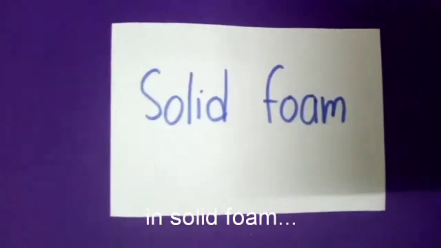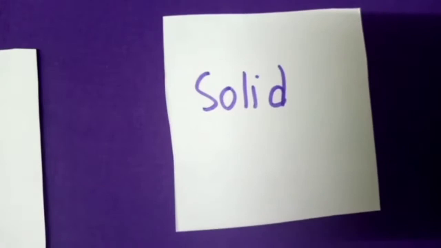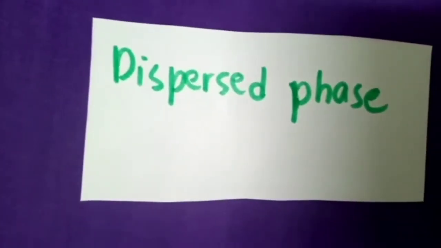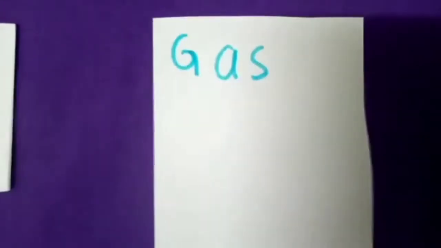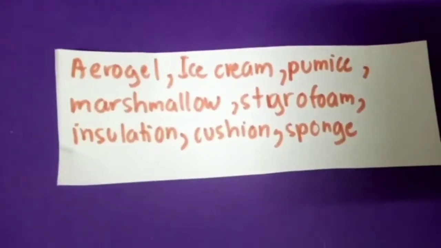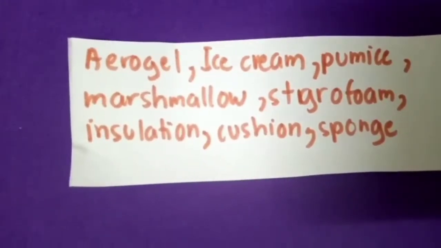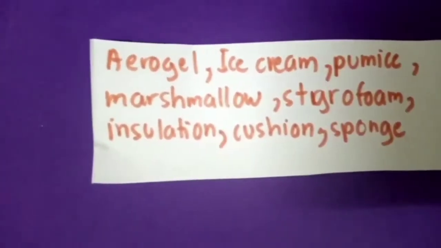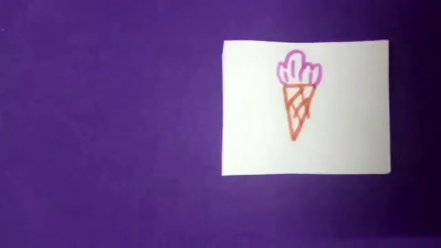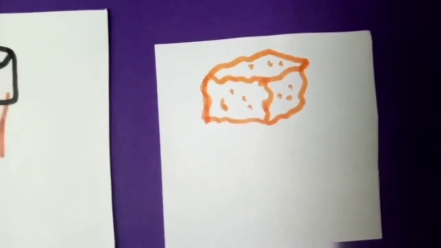In solid foam, the dispersion medium is solid and the dispersed phase is gas. Examples are aerogel, ice cream, bread, marshmallow, scaffold, insulation, cushion, and sponge. This is ice cream, marshmallow, and sponge.